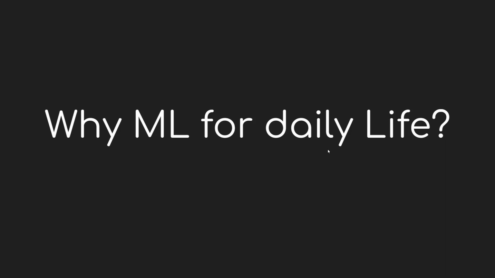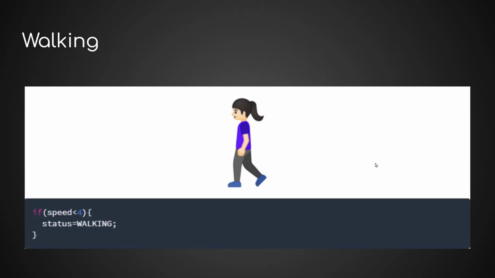Then comes why machine learning is very important for daily life. Since we are all computer science people, let's understand it in a coding format. Whenever you write code for walking, imagine there is a wristband, something like a Mi Fit band or an Apple Watch. How does an Apple Watch understand whether I'm walking, running, and so on?